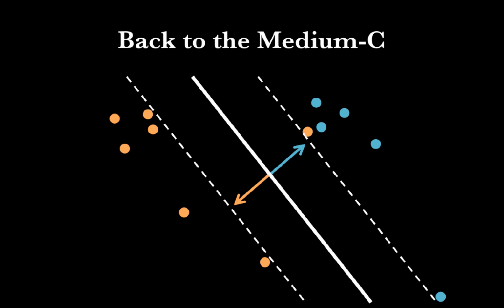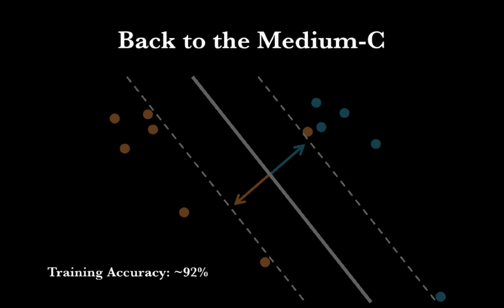If we go back to the case where we had the medium C, so this is the model that didn't quite get everything right. It misses this one orange point here, but it gets the other points right. It's giving up the ability to get every point right during training, but it gets this larger margin in return. That way, when we assess its training accuracy, it's not quite as good. For instance, because it got this orange point wrong, its training accuracy is only 92%. Less than the 100% that we observed with the very heavily fit model, the high C model.